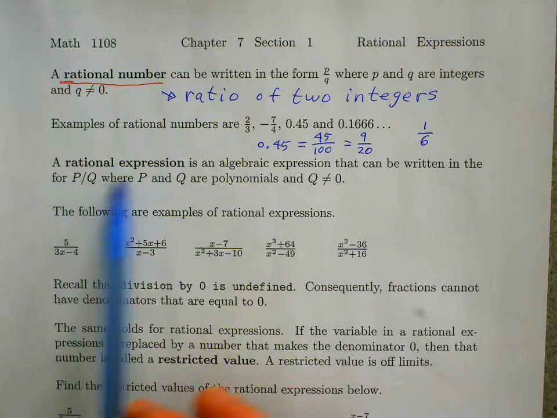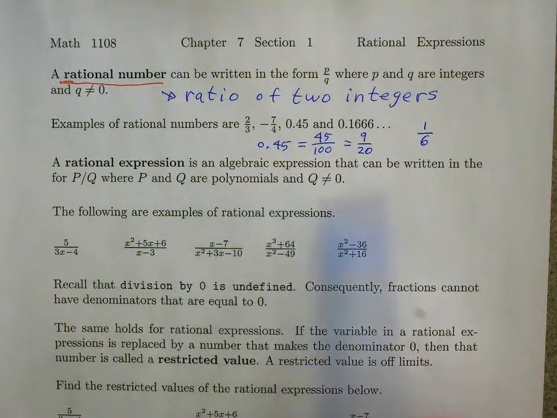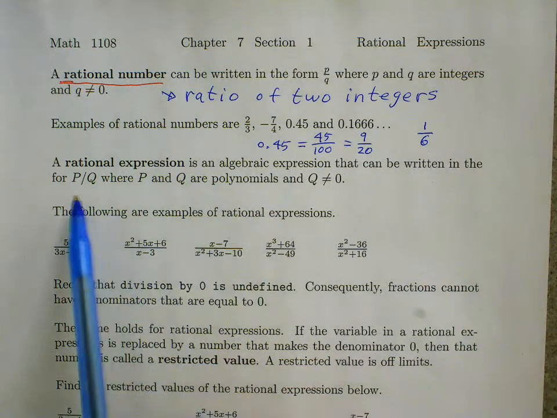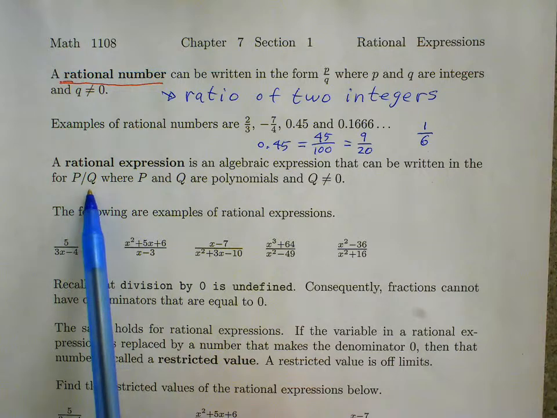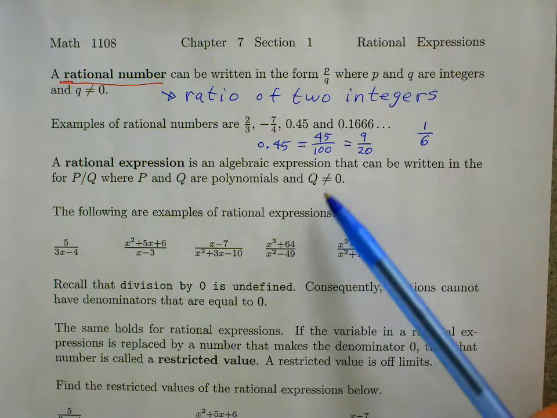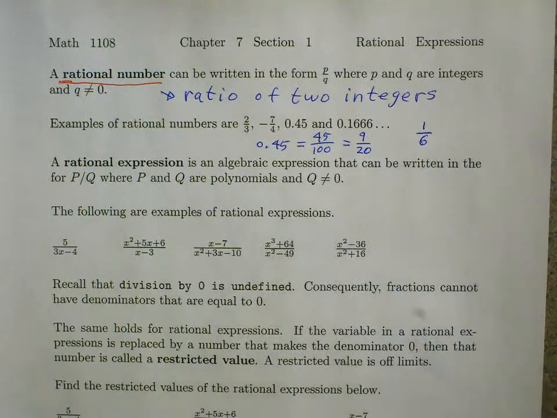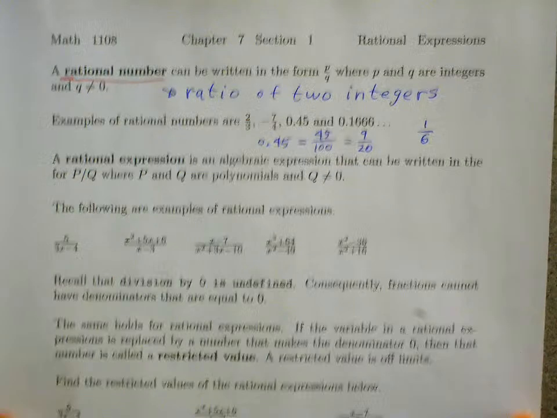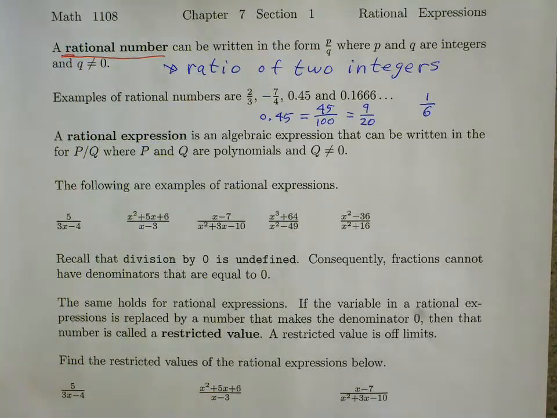A rational expression is an algebraic expression that can be written in the form capital P divided by capital Q, where capitals P and Q are polynomials, and Q does not equal 0. The following are examples of rational expressions. They look like fractions, and you can refer to them as algebraic fractions, but they are rational expressions because the numerator and denominator are polynomials.